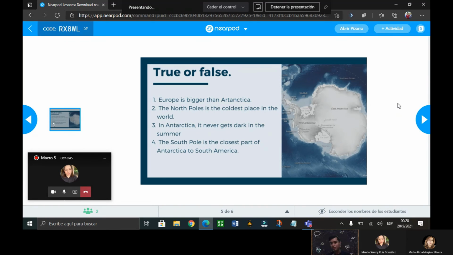Remember that we are talking about Antarctica. So now we are going to answer if these facts are true or false. To make it better, that is a comparative, let's turn these facts into questions. For example, I will start. Which is bigger, Antarctica or Europe? What do you think? Antarctica is bigger than Europe. Yes.